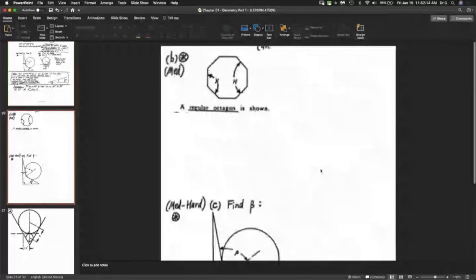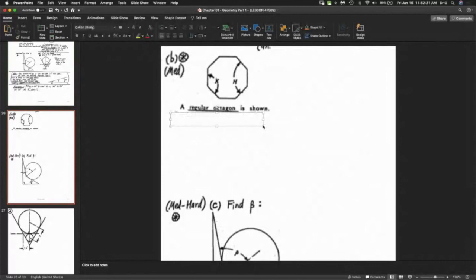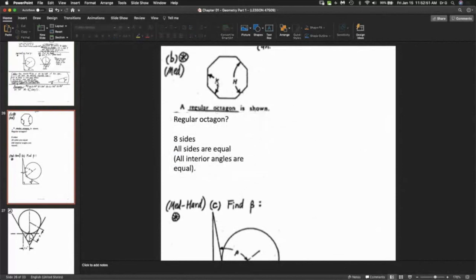So let's talk about this octagon here. What does regular octagon mean? What is the word regular? Octagon means 8 sides, and regular means all sides are equal. Consequently, all interior angles are equal. So I'm going to answer question K here, because we know how to do the total angle inside a polygon.